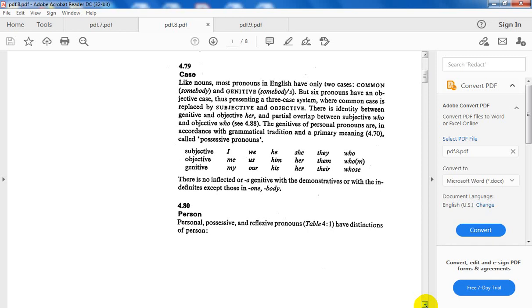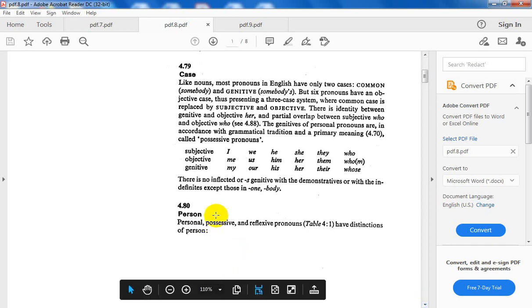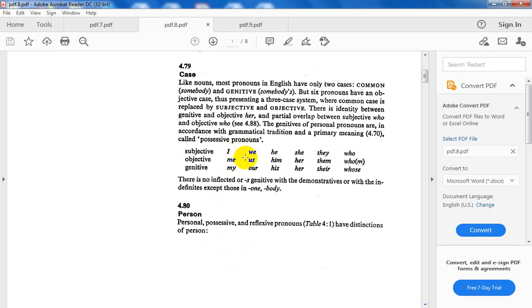There is an identity between the genitive and objective here, and partial overlap between subjective who and objective who. The genitives of personal pronouns are, in accordance with grammatical tradition and primary meaning, called possessive pronouns. So what are these 6 pronouns? I, we, he, she, they, who. They are subjective pronouns by themselves.